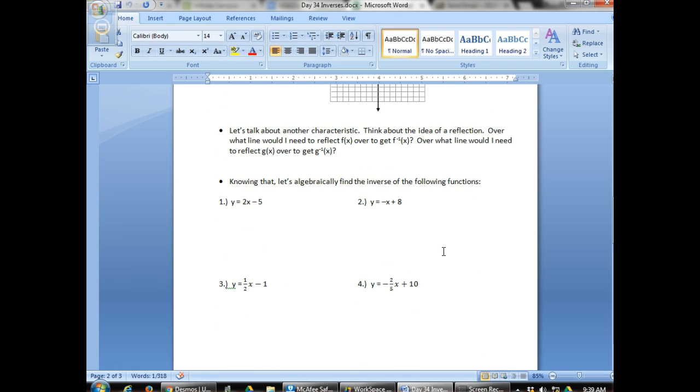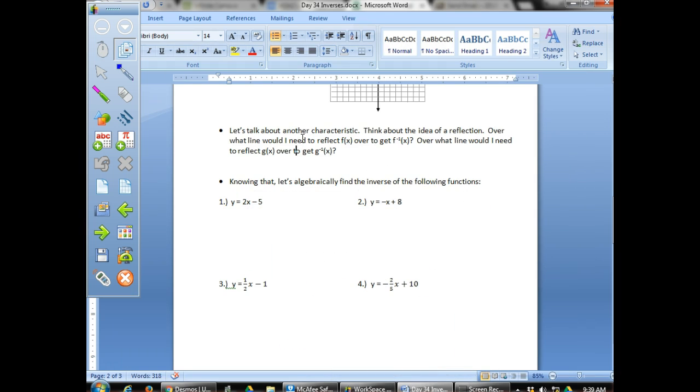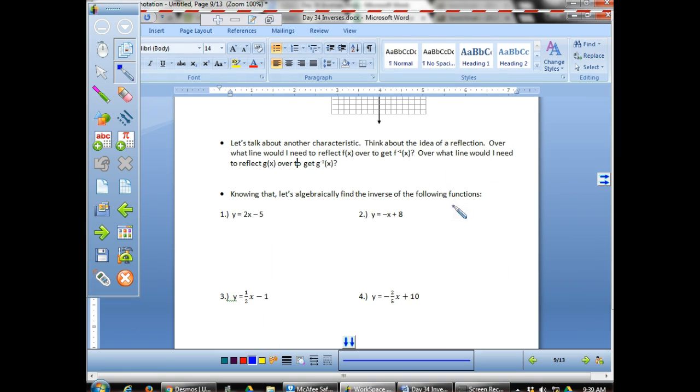Let's do a couple more of these. So I think I did 1 and 3 in class, so let's go ahead and do number 2 here. Now, we know that the first thing to do is to exchange x and y. And some of you may not have had time to write all this down today. So exchange x and y. So I think someone asked today in class, where does the negative stay? Well, the negative stays put. So the x and the y literally just change places.